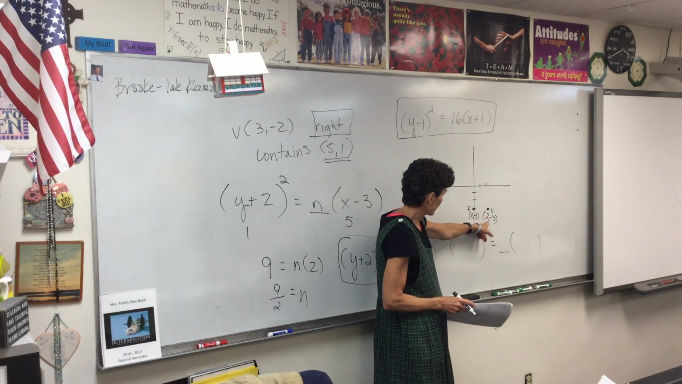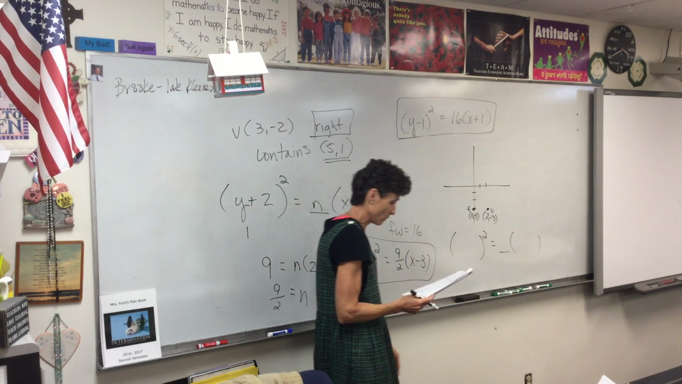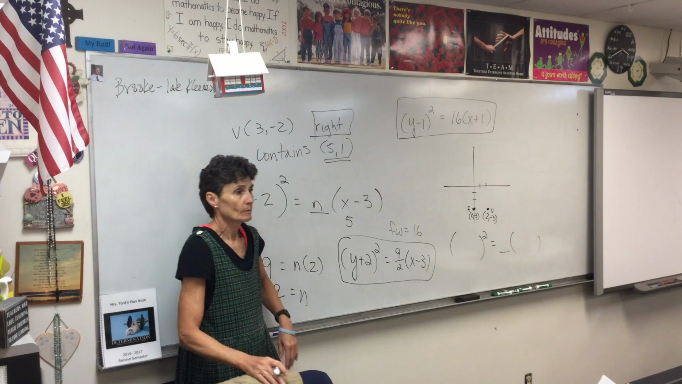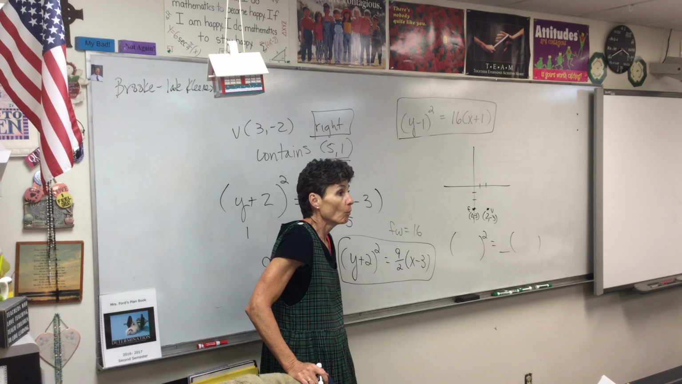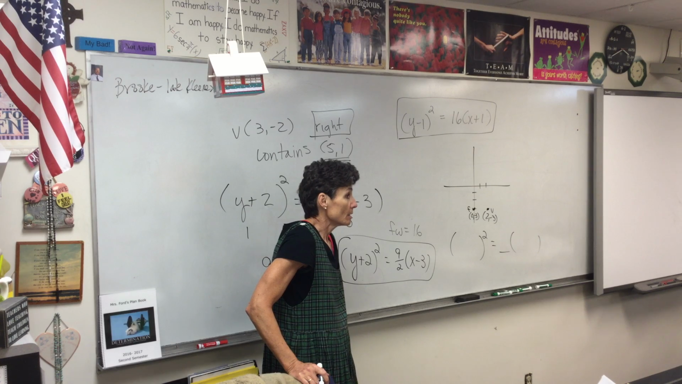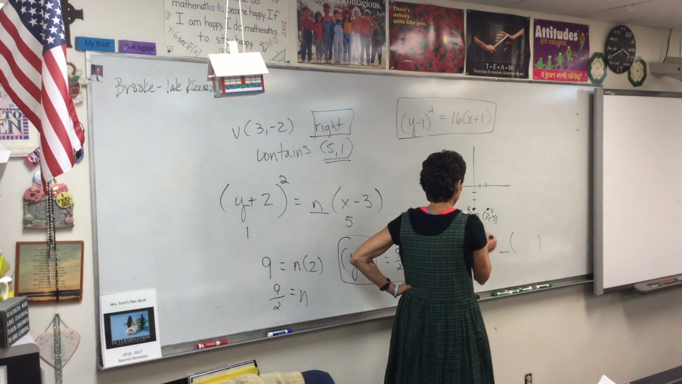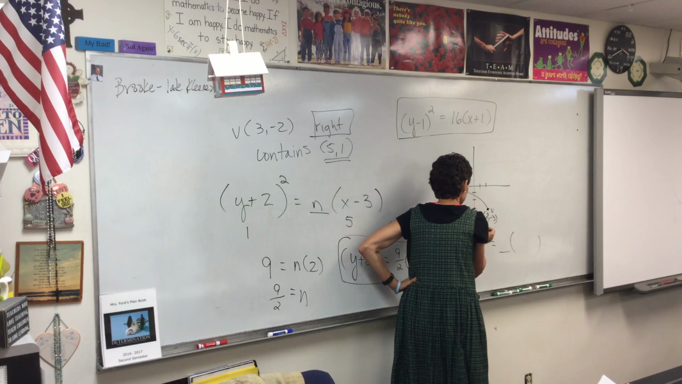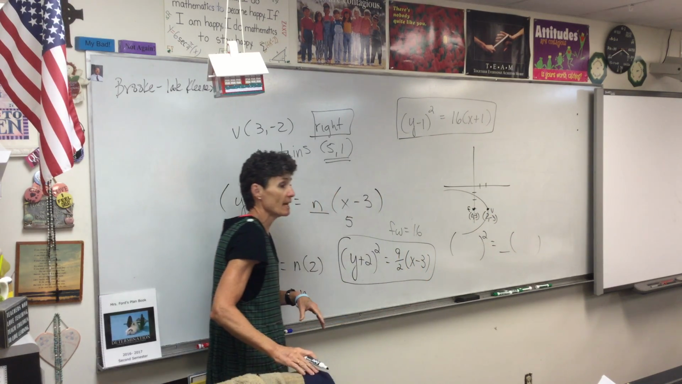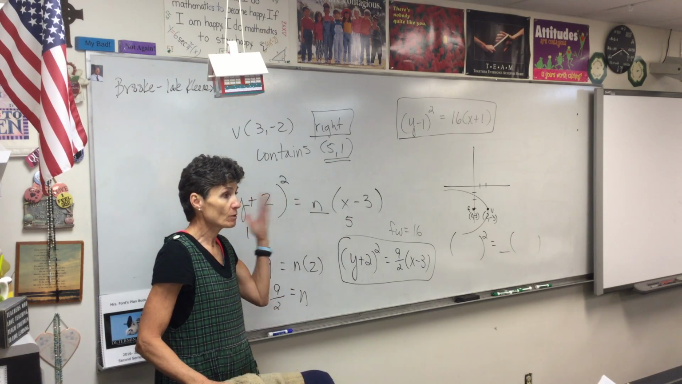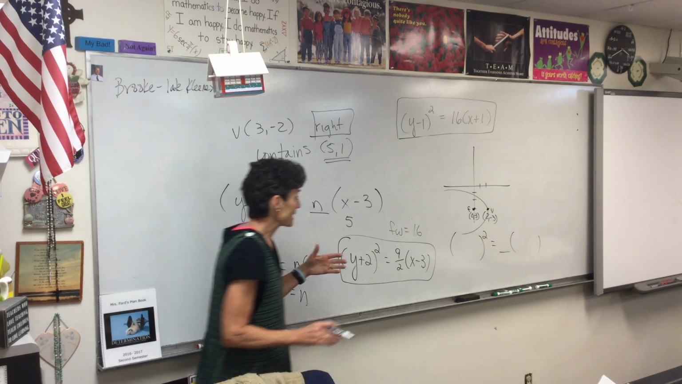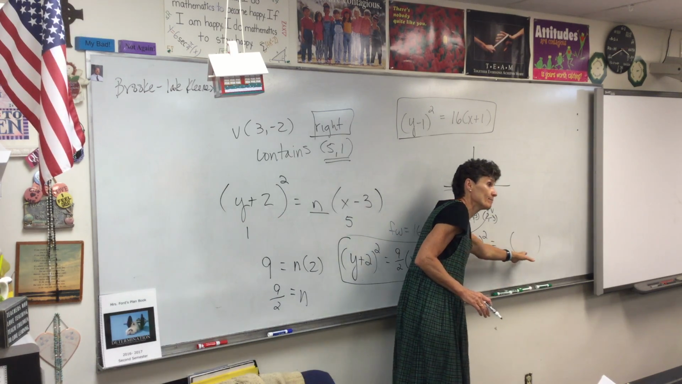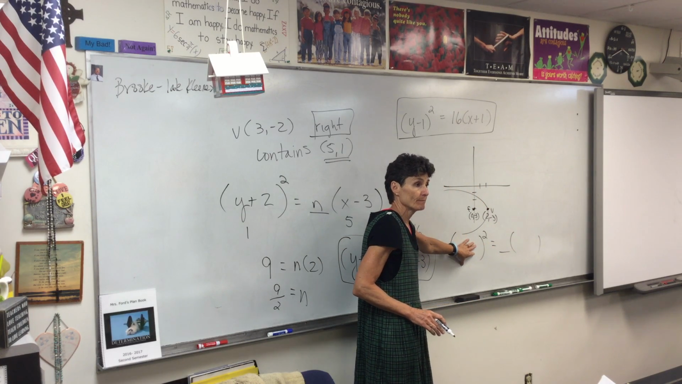Here's my vertex. Here's my focus. Tell me what you know. What do you know about your parabola? It opens left. Now wait a minute, does everybody see that? They told me the vertex and the focus. If the focus is back here, doesn't that mean it has to open to the left? What does that tell me about my equation then? What's going to be squared?